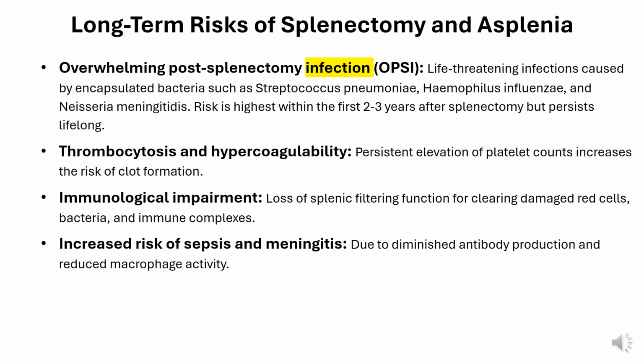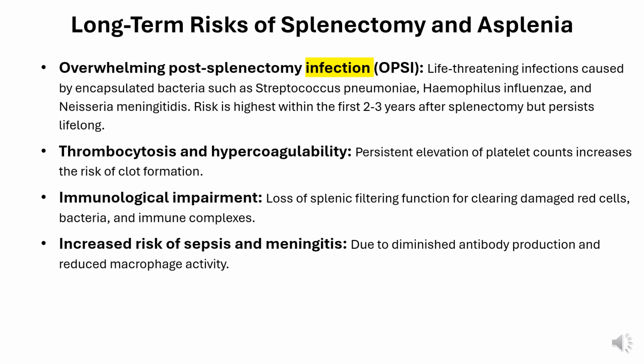Long-term risks. Overwhelming post-splenectomy infection: life-threatening infections caused by encapsulated bacteria such as Streptococcus pneumoniae, Haemophilus influenzae, and Neisseria meningitidis. Risk is highest within the first 2 to 3 years after splenectomy but persists lifelong. Thrombocytosis and hypercoagulability: persistent elevation of platelet counts increases the risk of clot formation.